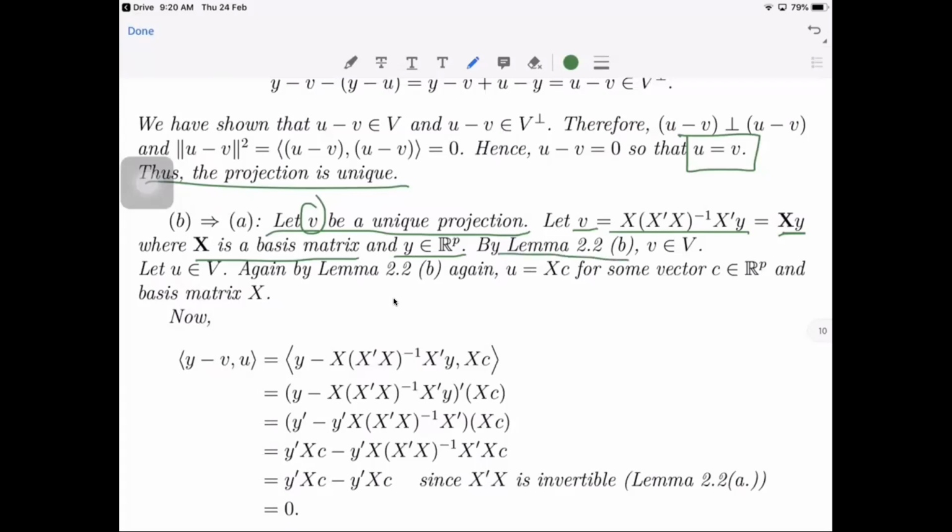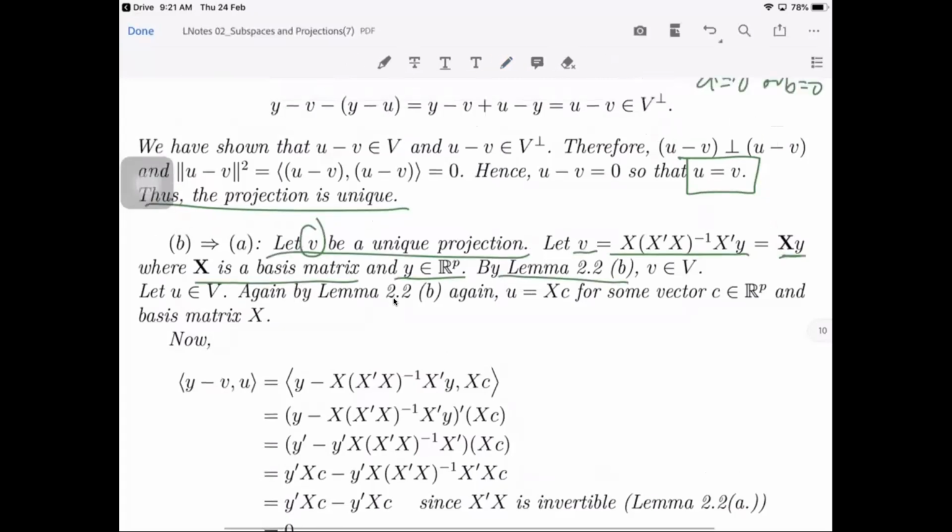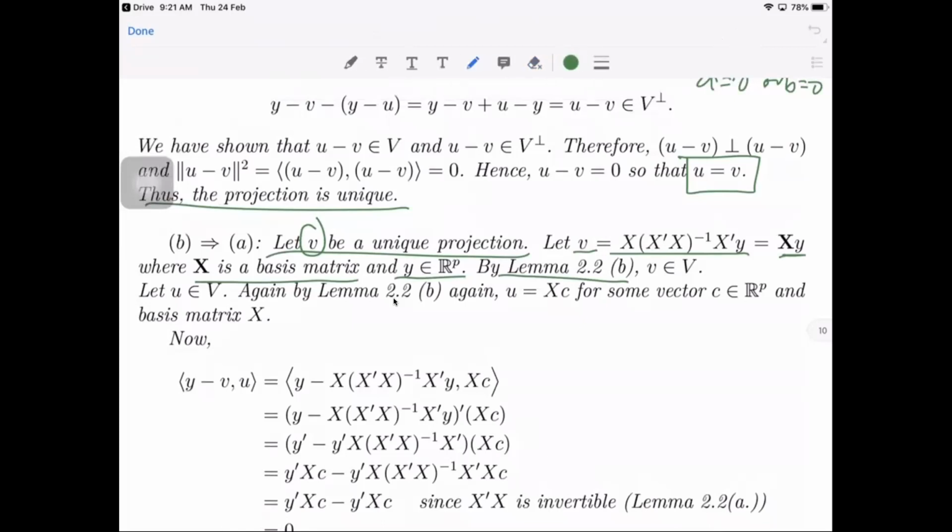So by lemma 2.2b. Lemma 2.2b tells you that a vector V is in V if and only if you can write it as Xb for some b in R^p.